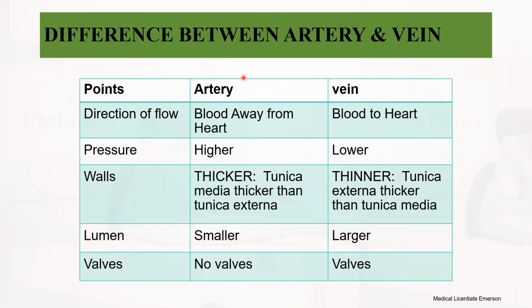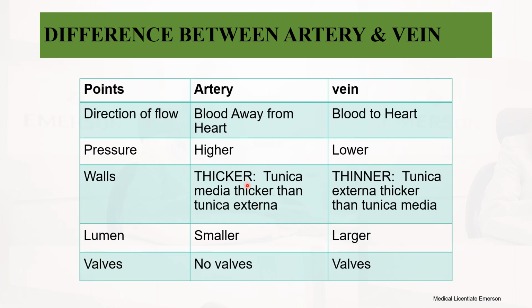Then let's also look at some differences between the arteries and the veins. Okay, so direction of blood. For the arteries, they carry blood away from the heart, whilst veins carry blood to the heart. In terms of pressure, we find that the pressure is higher in the arteries, whilst it is lower in the veins.